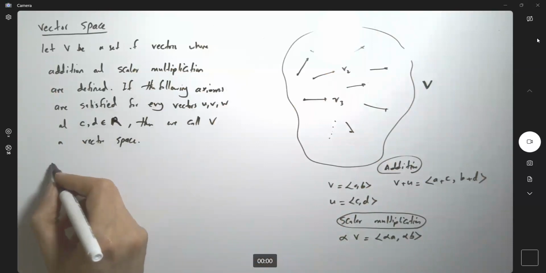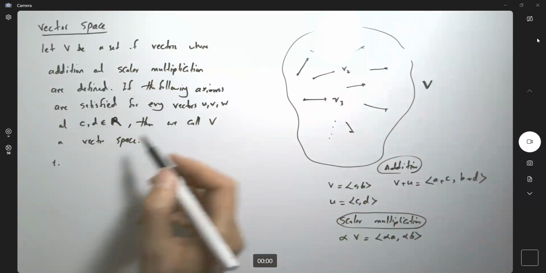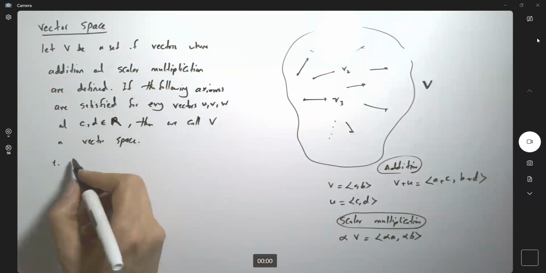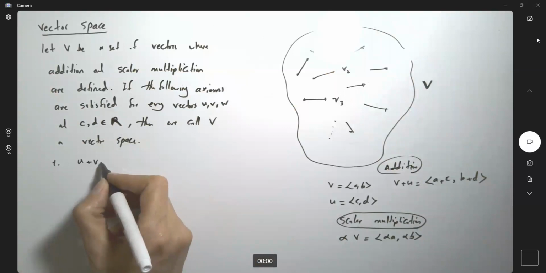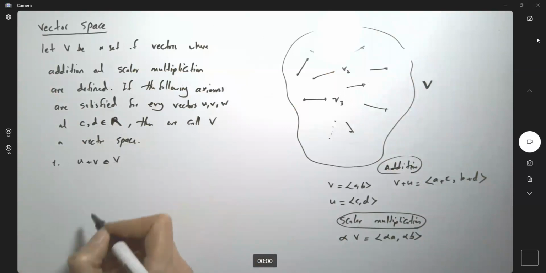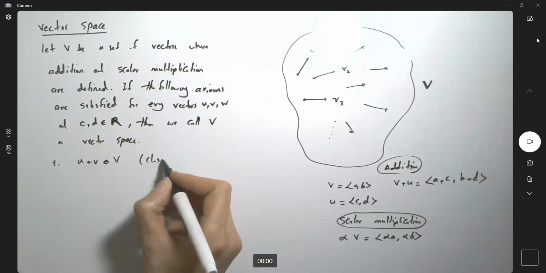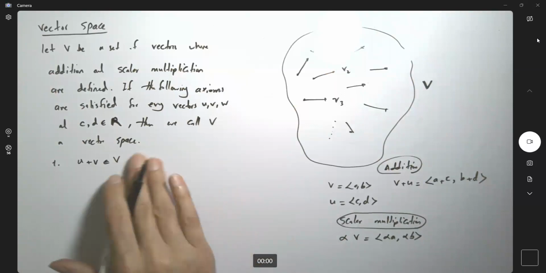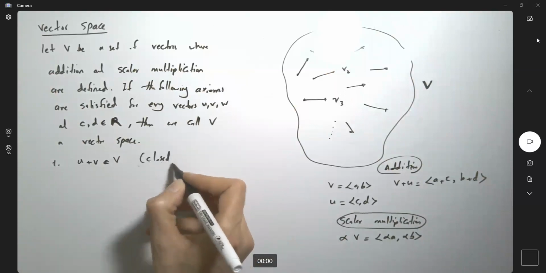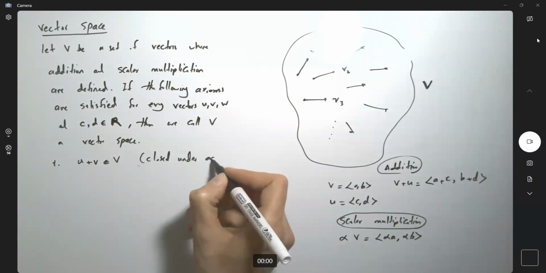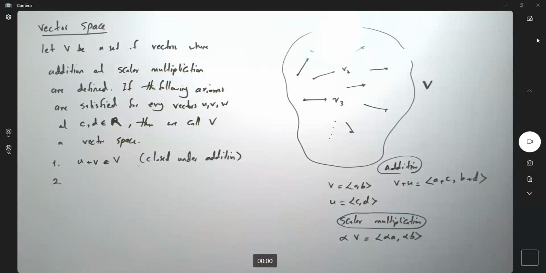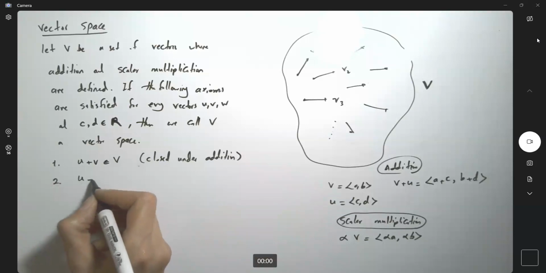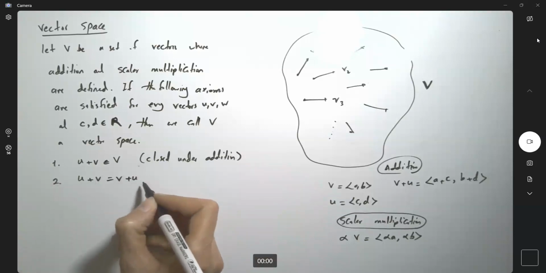So first of all, V is closed under addition. It means that if I take two random vectors and add them together, it still is in V. So closed under addition. Two, addition is commutative. U plus V is the same as V plus U.